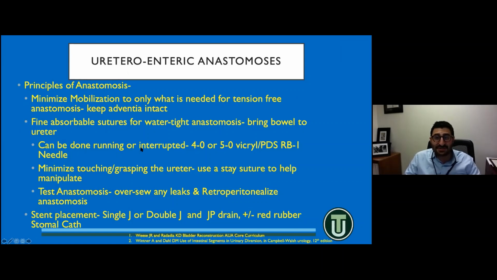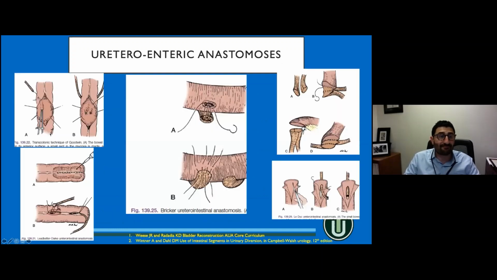This can be done in a running or an interrupted anastomosis with 4-0 or 5-0 absorbable suture. You want to minimize touching or grasping the ureter. You can use a stay suture on the ureter to help you move and manipulate the ureter rather than grabbing it with your pickups. And test the anastomosis before leaving the OR. Oversew any little leaks, and then you can retroperitonealize your anastomosis. Obviously, stent your anastomosis, place a drain, and with conduits, you may or may not leave a red rubber stomal catheter as well.